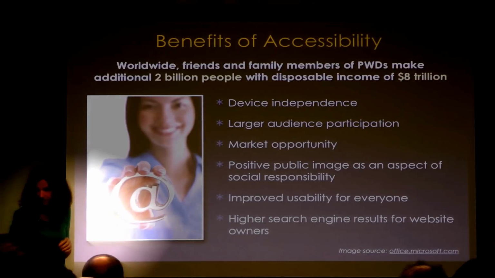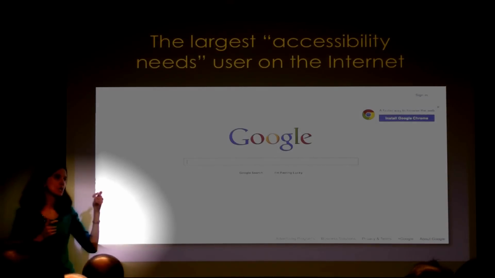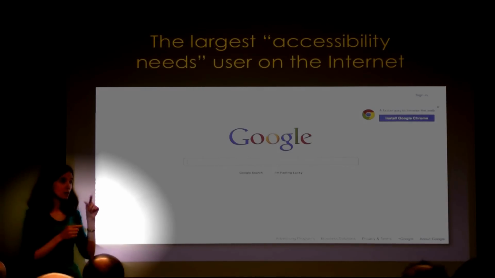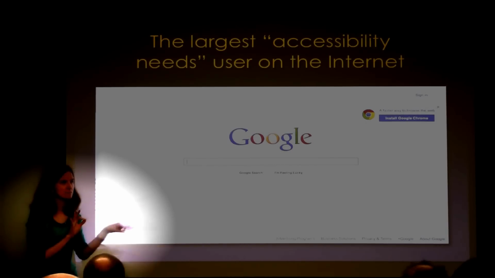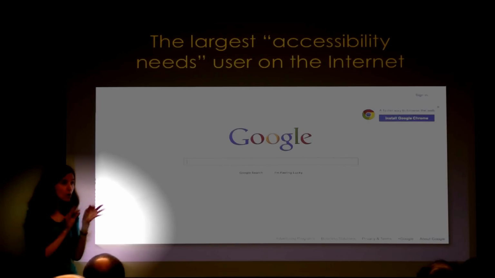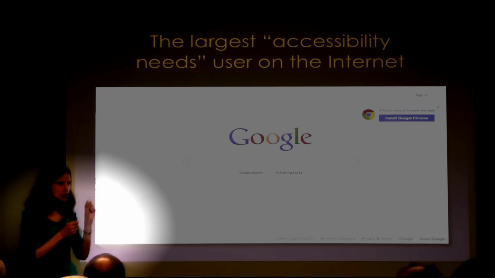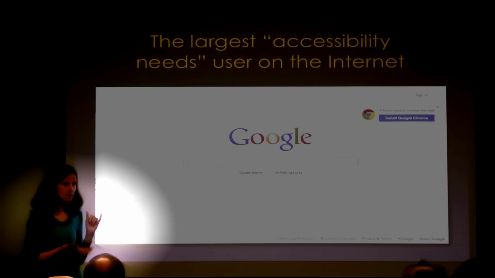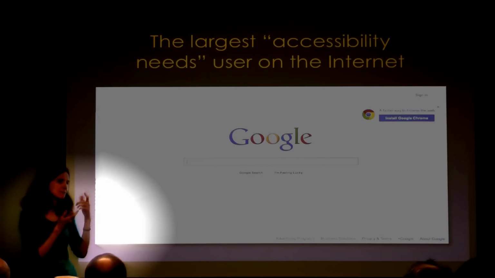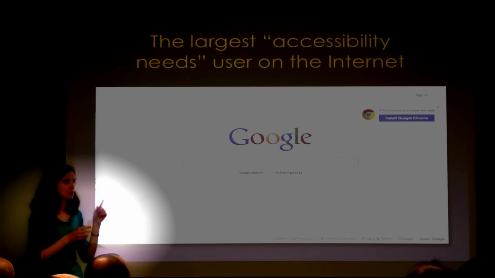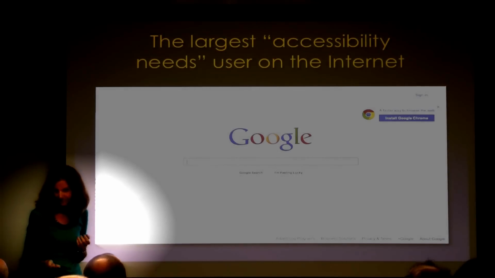And speaking of search engines, this is the largest accessibility needs user on the internet, because Google, Yahoo, and Bing can't see images, and they really rely on captioning for the images. If a video doesn't have captions, it also does not appear in search results, because Google can't hear a video. So the captioning and the tags are very important for search engines. And with JavaScript, sometimes the code in JavaScript is not compatible with some keyboards as well.